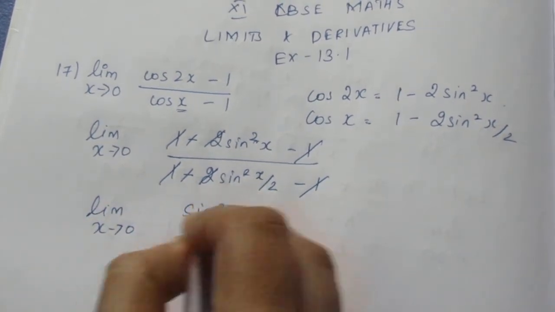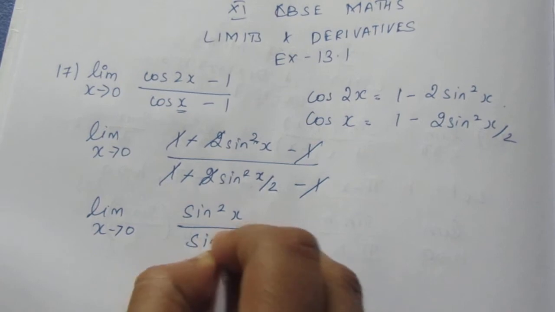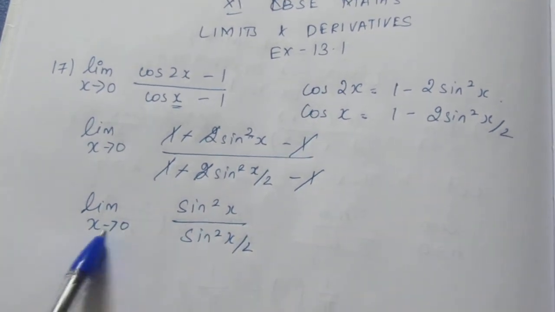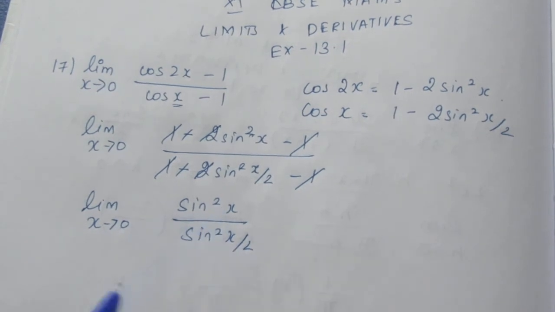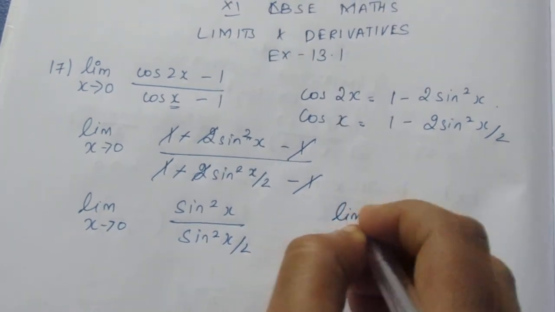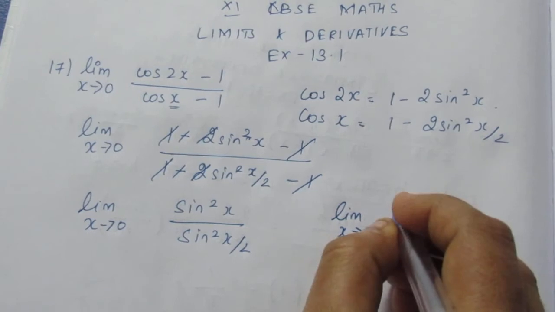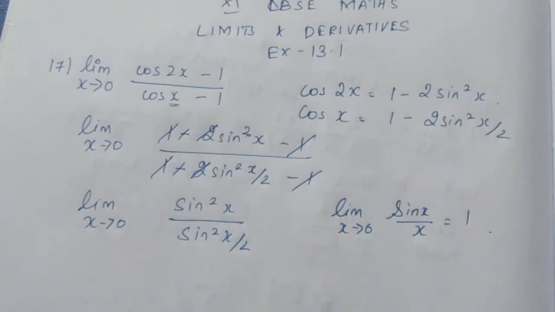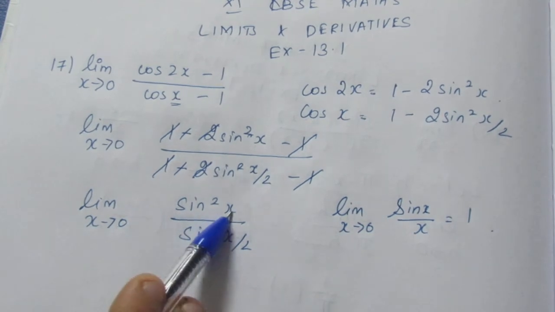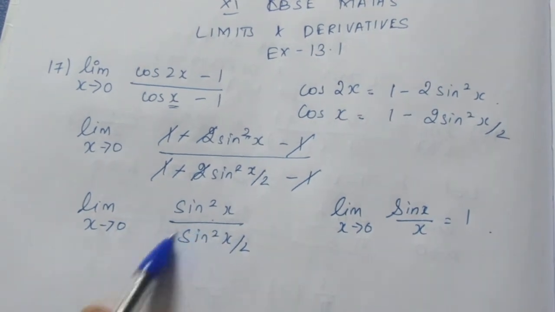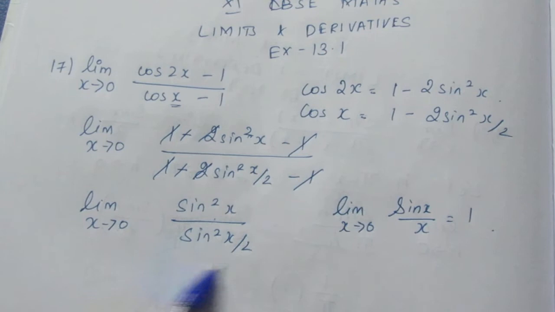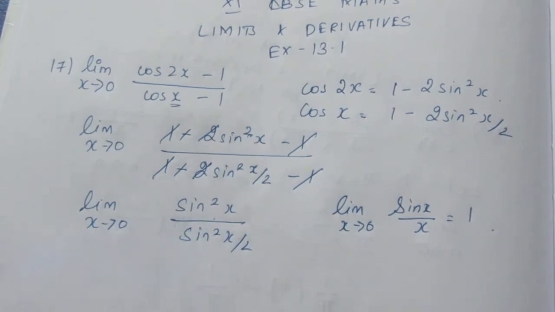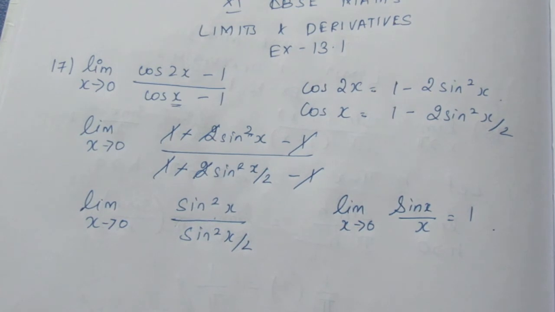sine square x by sine square x by 2, limit x tends to 0. So we know the formula: limit x tends to 0, sine x by x is equal to 1. In this case, we want x in the denominator, but we have another sine value, so we can split the numerator and denominator with the limit separately, because in division we can split it separately.